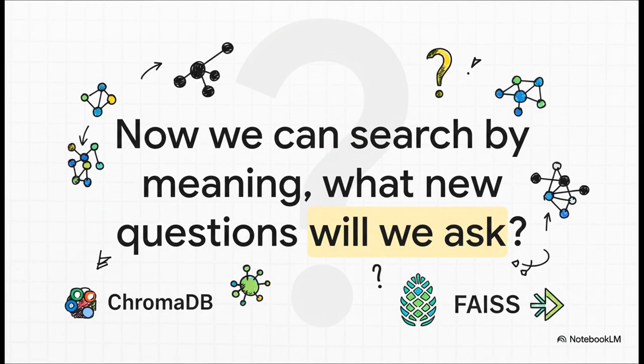Look, at the end of the day, vector databases are a fundamental shift in how we find and interact with information. We're going from a world of finding what we type to a world of finding what we mean. And that leaves us with a really exciting question, doesn't it? Now that our machines can finally search by meaning, what brand new questions are we going to be able to ask?